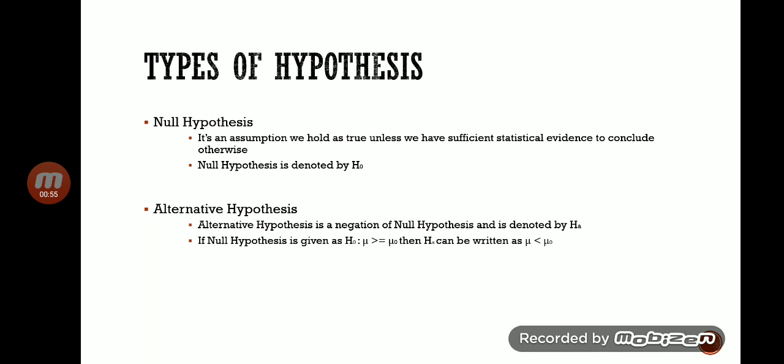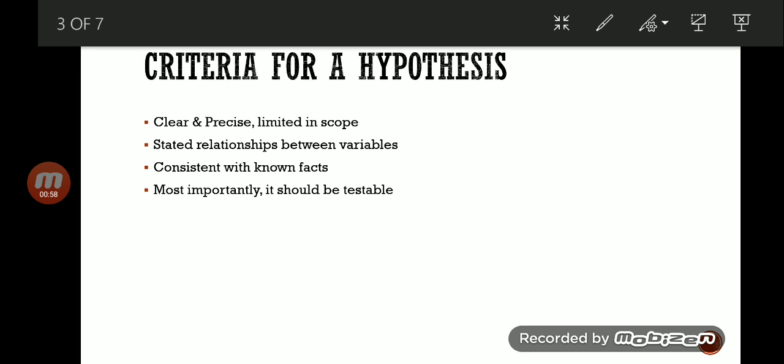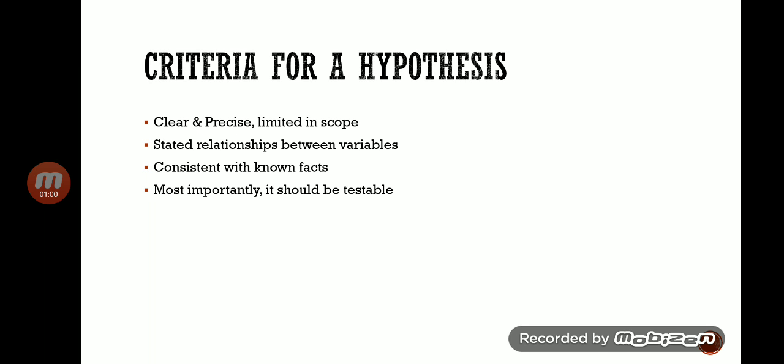So, what are the criteria for setting a hypothesis? The hypothesis which we are setting should be clear and precise and should be limited in scope. That means that it should focus on a very specific thing of our population or a specific behavior to be shown by our population, and it should state a relationship between our variables, and it should remain consistent with most known facts.